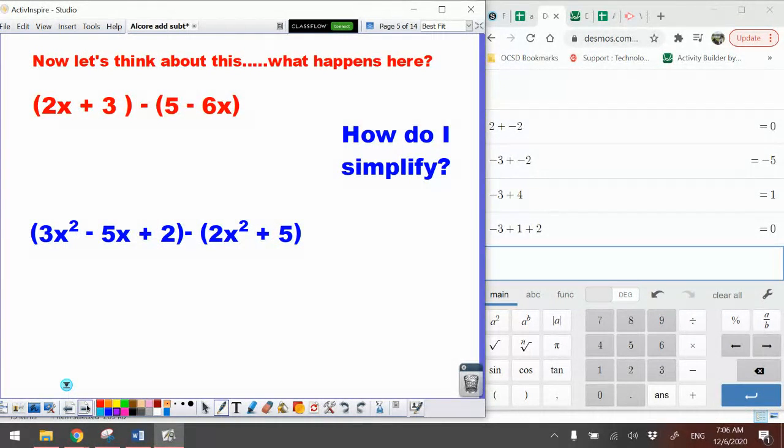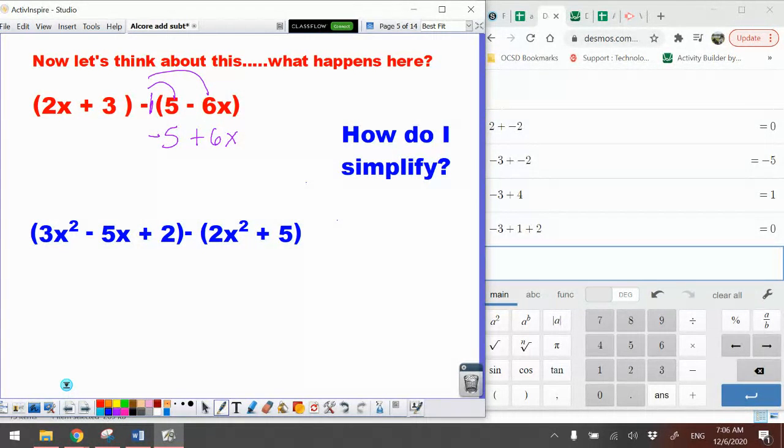Okay, now let's look at something a little bit different. So all of a sudden, I'm not adding anymore. I'm actually subtracting, okay? So when we see something like this, we are going to distribute. That's the first thing we're going to do. We're going to put our 1 and we're going to multiply. So this becomes negative 1 times 5 is negative 5. Negative 1 times negative 6 is a positive 6x, okay?